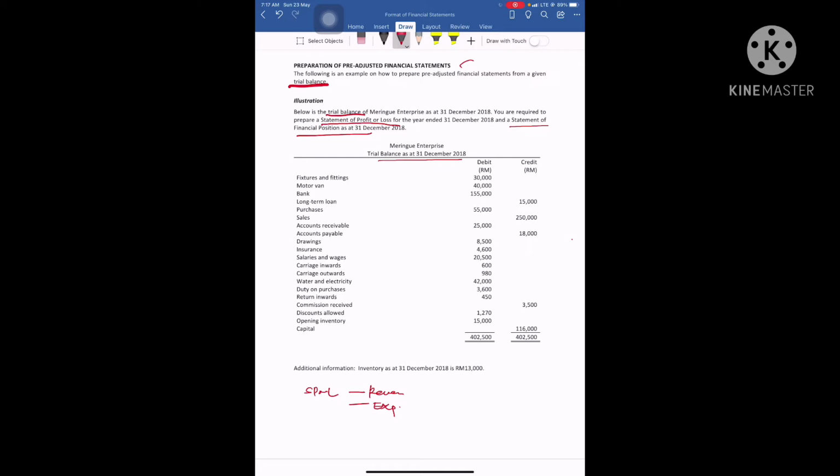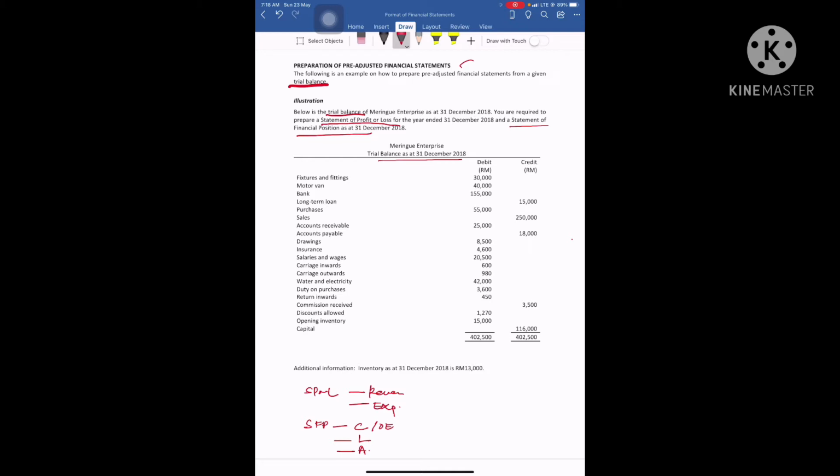And the other ones are the statement of financial position. We have to classify into capital or owner's equity, and then liability and asset. So we have to categorize into these five categories first before we do our statement of profit or loss and statement of financial position.